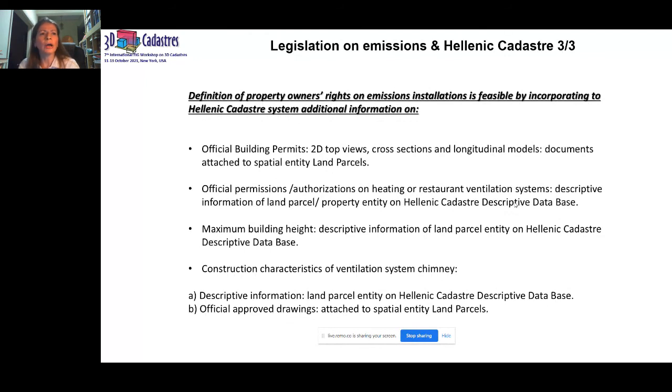For example, we can start considering having information on building permits, which are 2D top use cross-section. We can incorporate them either in the spatial database or at the beginning in the descriptive database. We can also have a connection with official permission authorization on heating and airstream ventilation systems, especially in the descriptive level. And we can have a descriptive definition of the maximum building height that is permissible either for buildings or for the ventilation systems.